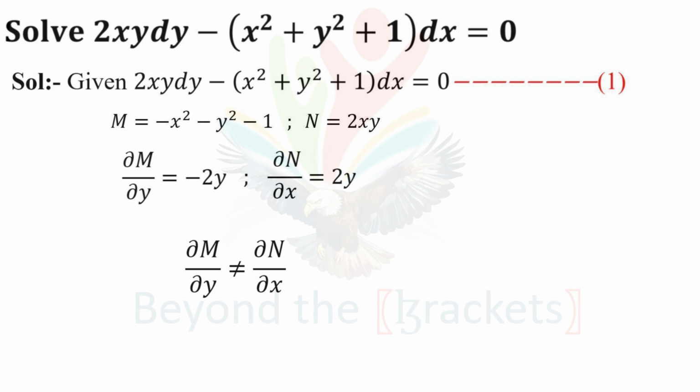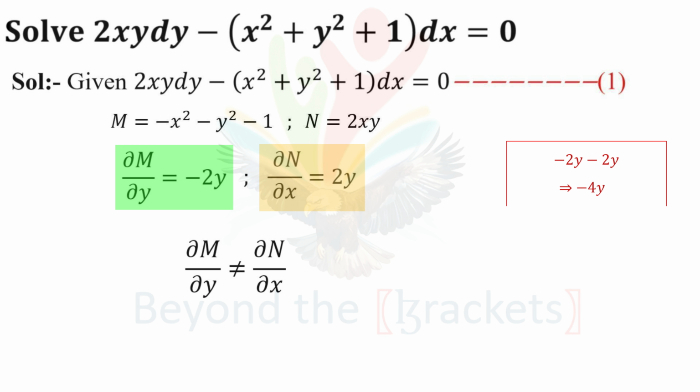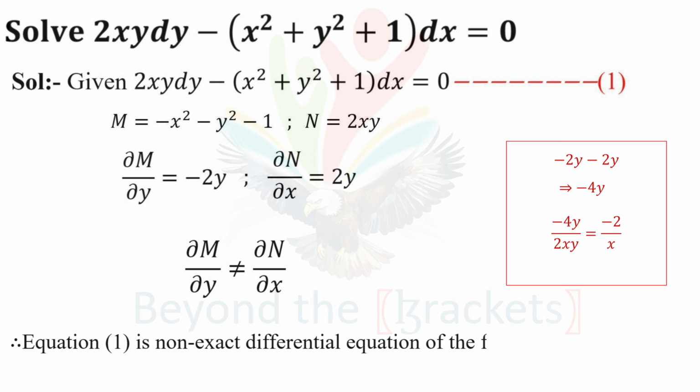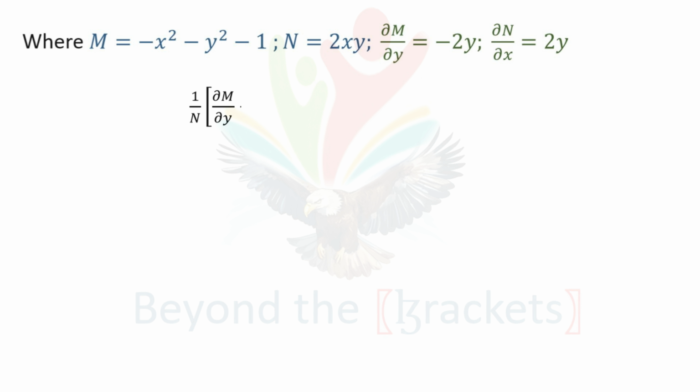To conclude which method should be used, let's do a small rough calculation. When we subtract these two terms, minus 2y minus 2y is equal to minus 4y. However, when we divide this term by N, we notice that 4y and 2y cancel out, leaving a term purely in terms of x. Hence, the given equation is a non-exact differential equation of this form. Substituting the values, we get f of x equal to minus 2 by x.